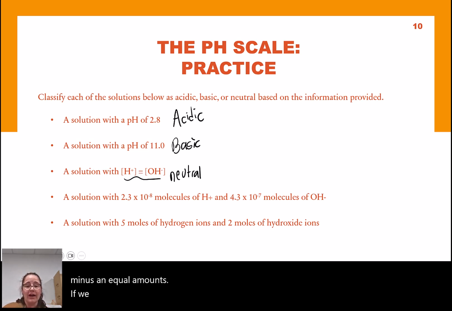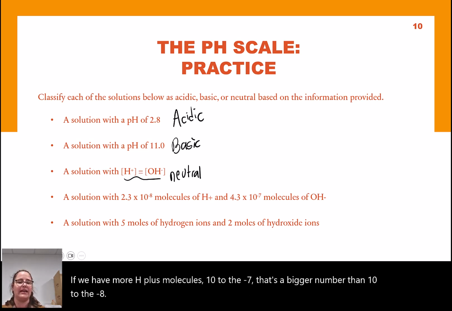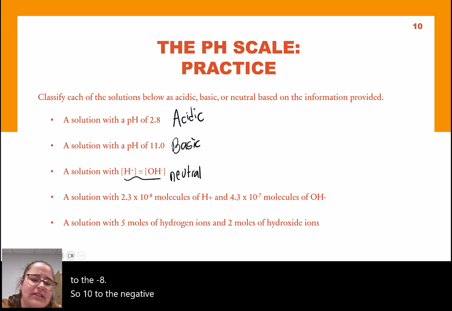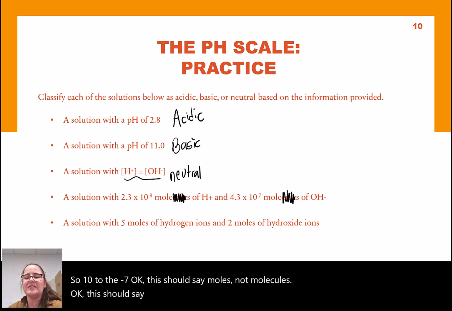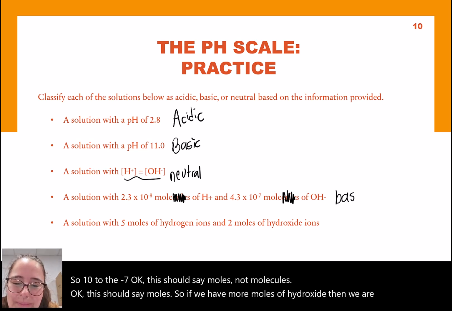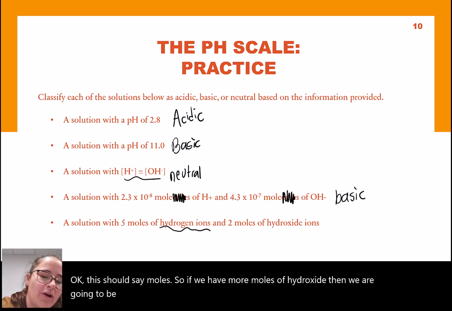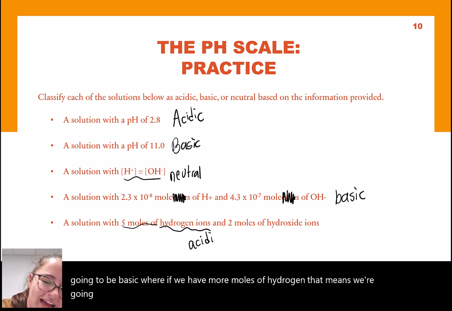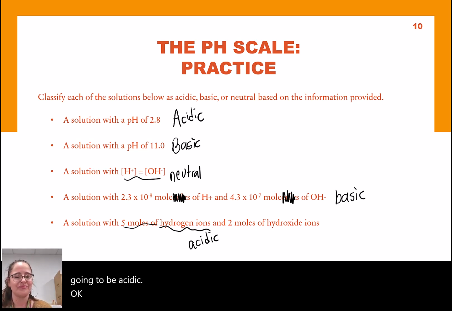If we have more H plus, 10 to the negative 7, that's a bigger number than 10 to the negative 8. Okay, this should say moles. So if we have more moles of hydroxide, then we are going to be basic. If we have more moles of hydrogen, that means we're going to be acidic. Okay, cool. Go ahead and practice these skills.